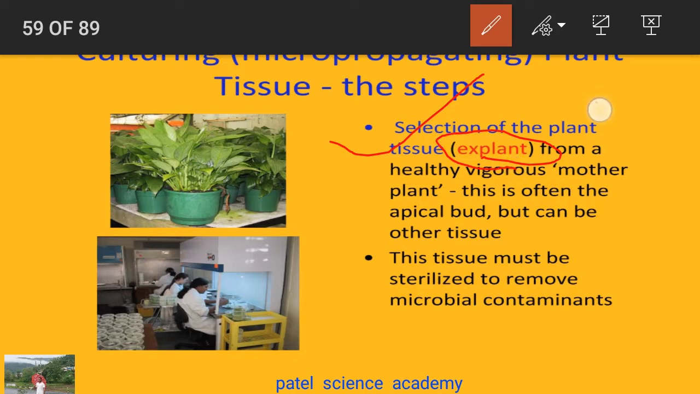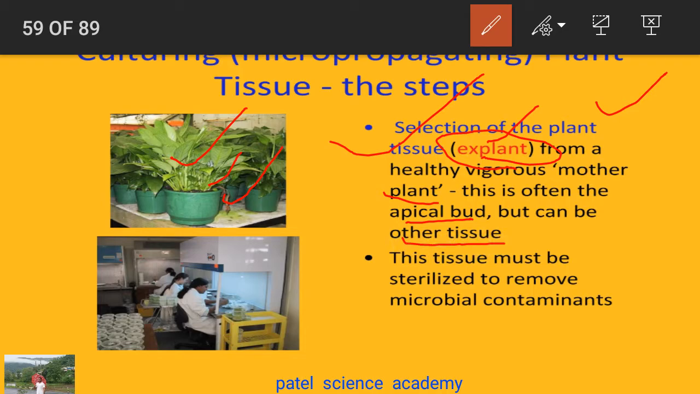So first, definitely you have to collect the material, maybe cell, tissue or organ from any part of the plant. It may be from the leaf, it may be from the stem, it may be from the root of the plant. So you just collect the plant tissue or cell or organ as an explant from a healthy vigorous mother plant, and this is often the apical bud, but can be other tissue too.